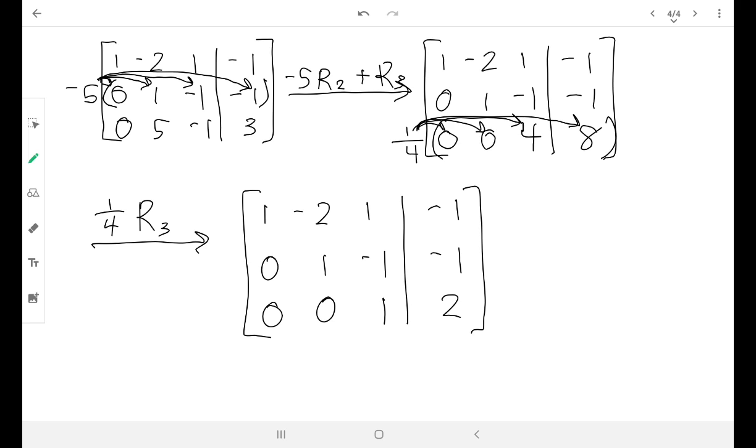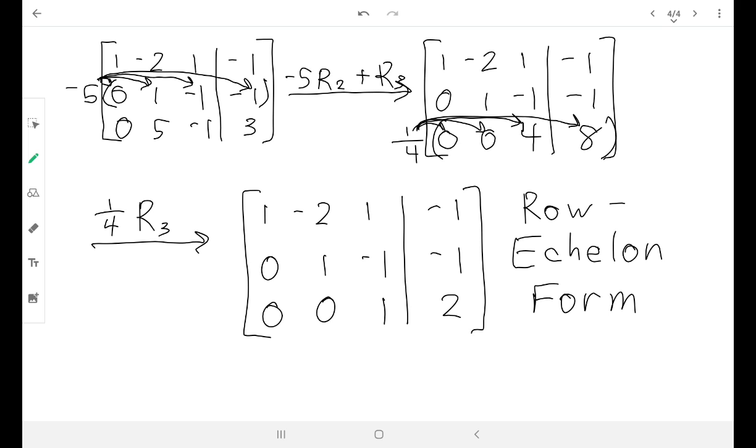Okay. So now this is what we call row echelon form. And that was our goal, was to put it in row echelon form.